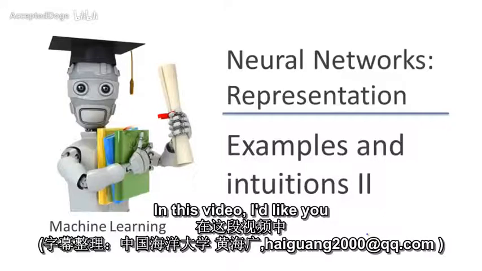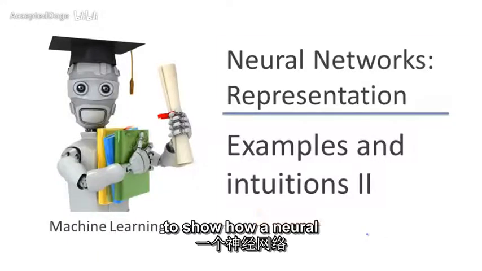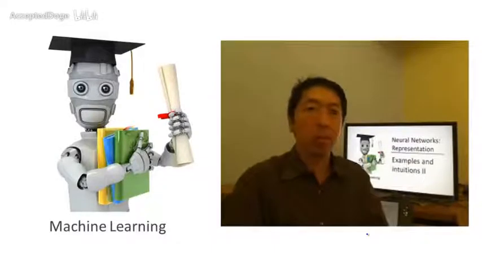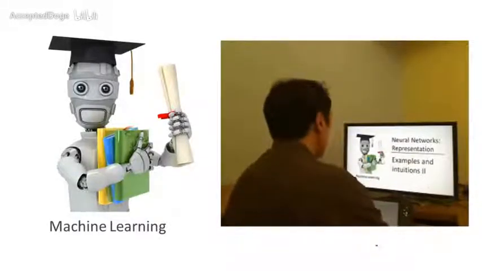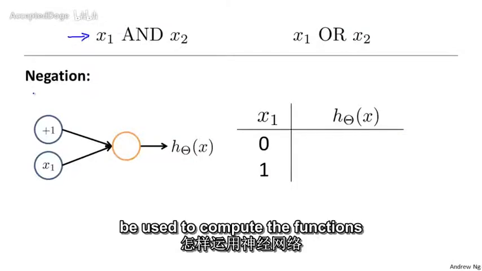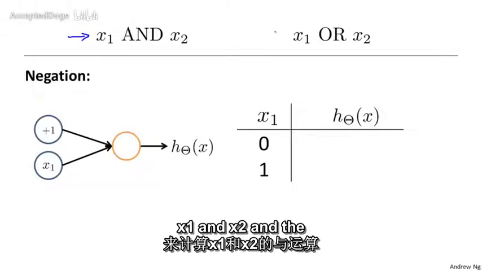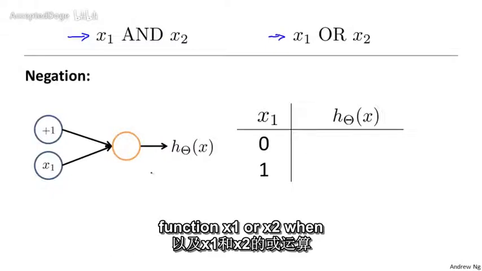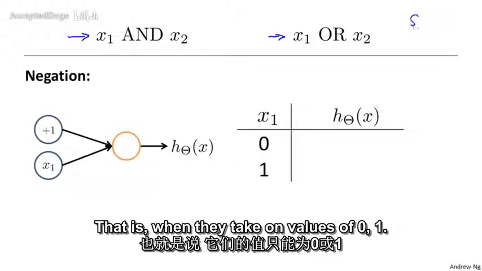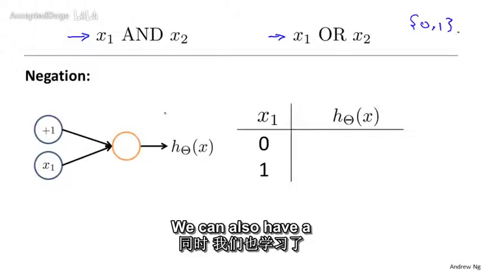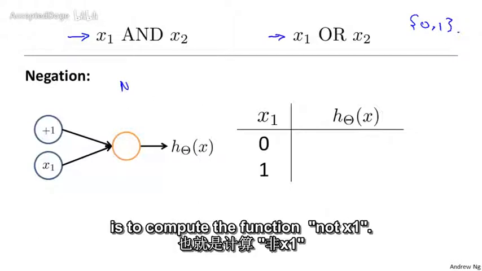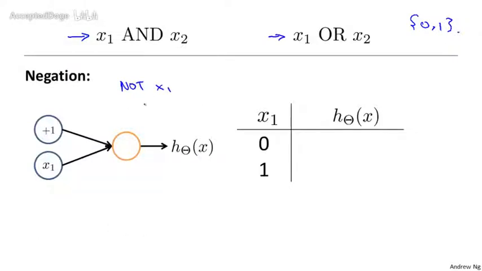In this video, I'd like to keep working through our example to show how a neural network can compute complex nonlinear hypotheses. In the last video, we saw how a neural network can be used to compute the functions x1 AND x2 and x1 OR x2 when x1 and x2 are binary, that is, when they take on values in {0, 1}. We can also have a network to compute negation, that is, to compute the function NOT x1.